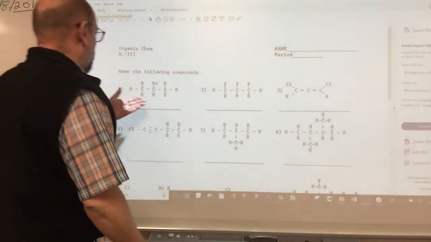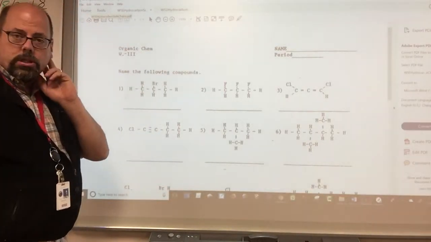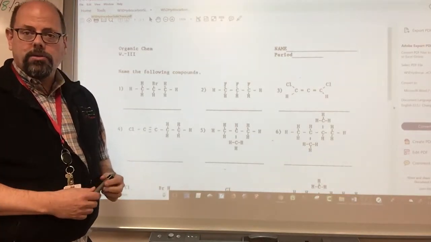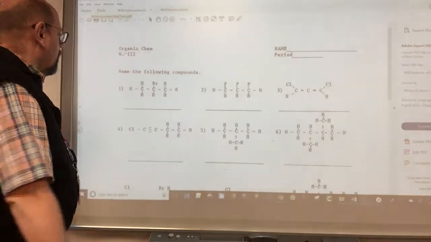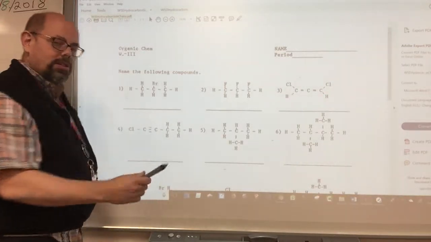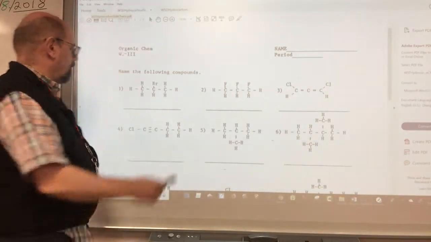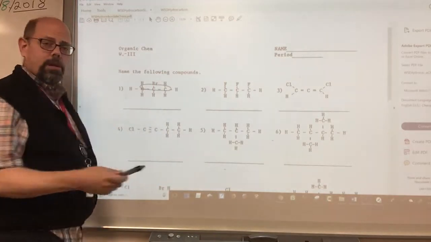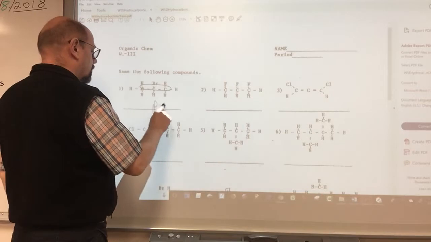Okay, now you're going to go off and do this. I have this worksheet posted, and if you look at your notes from the first worksheet on organic chemistry, these notes are in there. These are still going to be named by finding the longest chain of carbons. So here is the longest chain of carbons right here. 3 carbons long. And what do we name that? Propane, right?